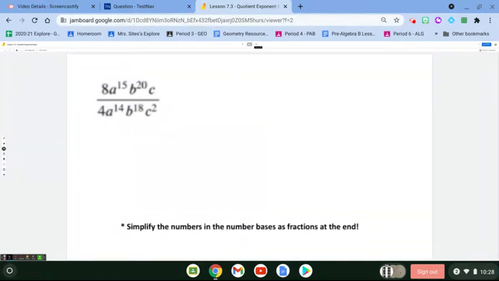Okay, so again, I'm going to group the things that are the same. I'm going to save the number part for the end. So I have right now a, and then I have 15 minus 14. So that's going to give me a to the first power. Then I'm going to group the b's together. 20 minus 18, which is going to give me b to the second.